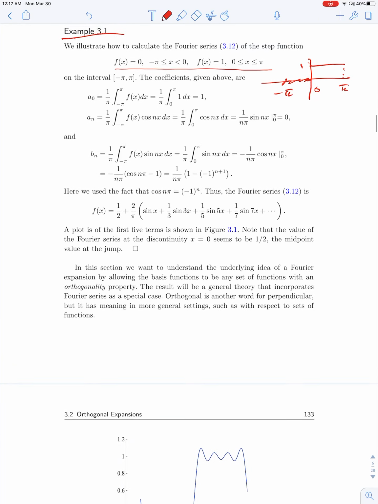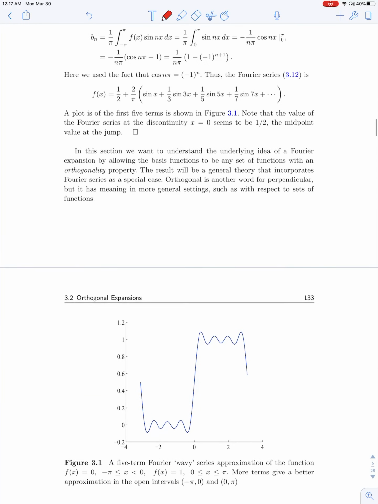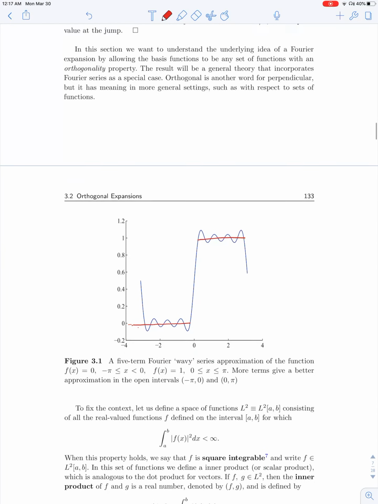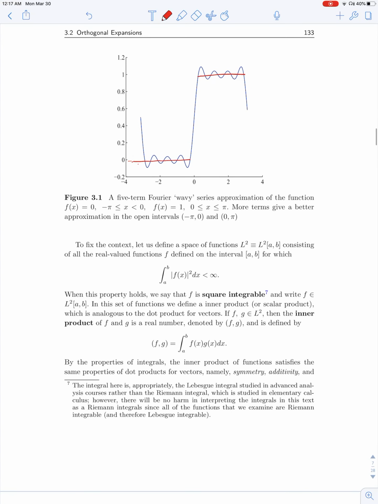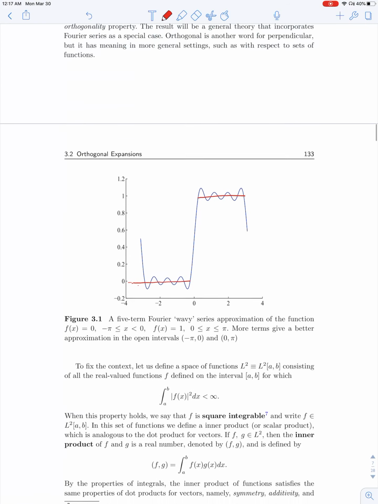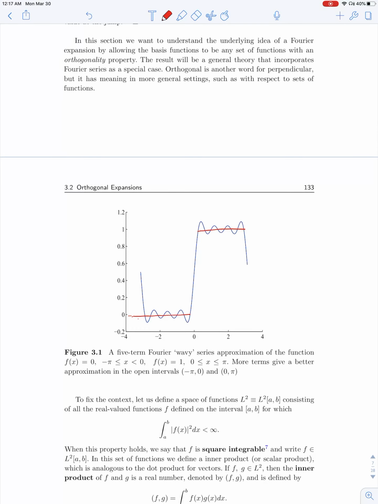So now you look at this function, which is 0 here, and then it is 1 here. You can see that this function, from 0 to 1, approximates the original function very well, and this is the wave of this function.